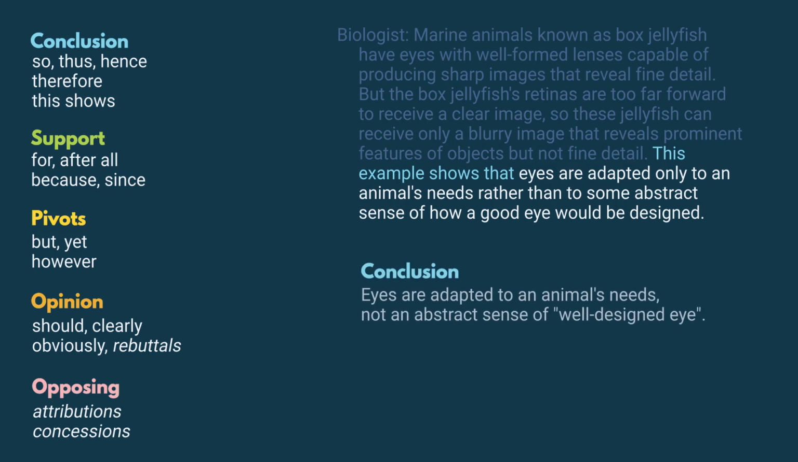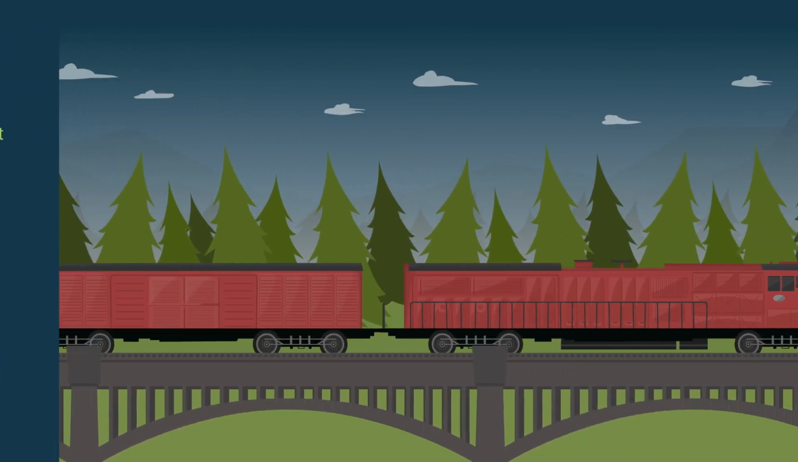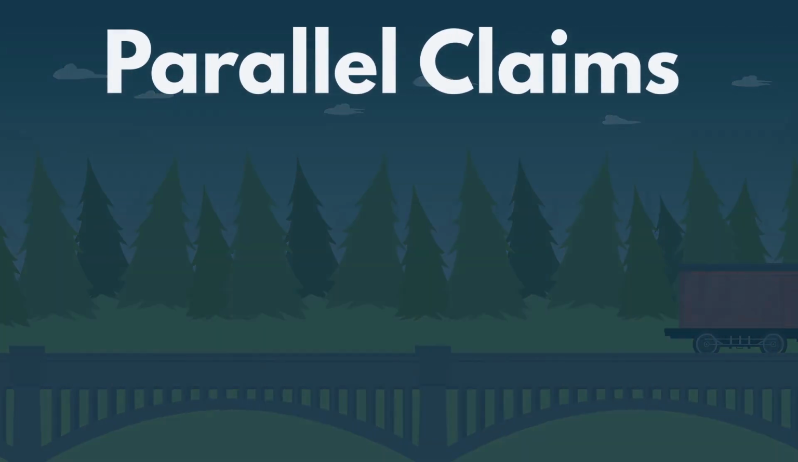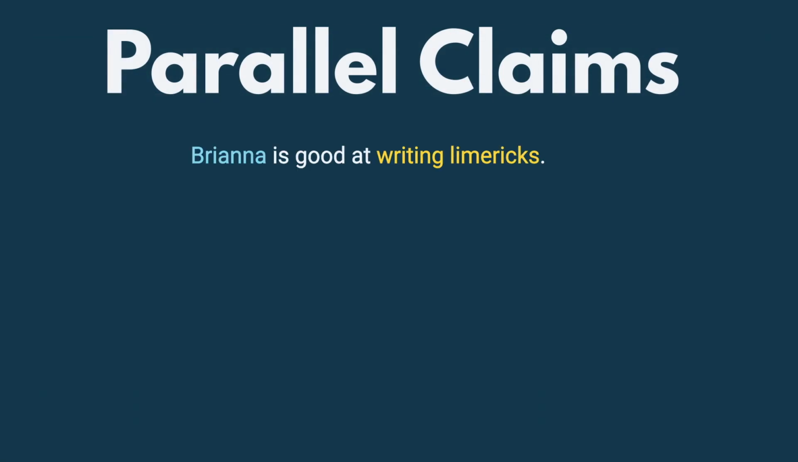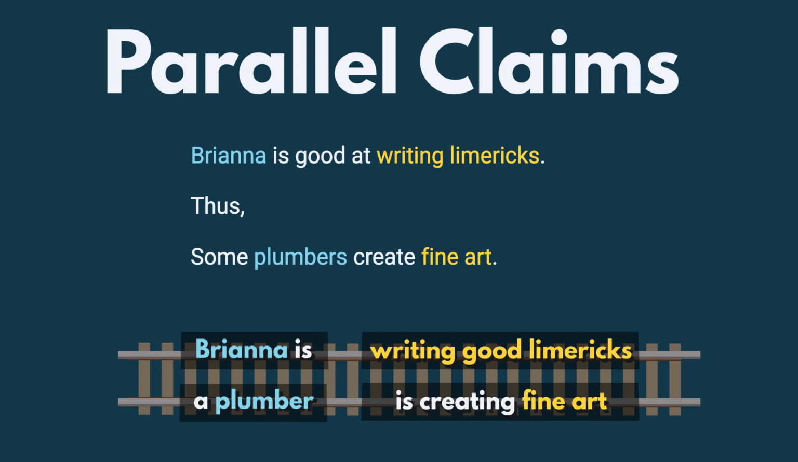This example shows that. That's saying, this evidence I've produced shows you my verdict, that eyes are adapted to needs, not an abstract sense of well-designed eye. Check it out. The box jelly's eyes see prominent features, not fine detail. We hopefully hear that both of those claims are saying it's this, not that. They're basically parallel claims. Some arguments look like that, where you have to force yourself to see the connection. Brianna's good at limericks, thus some plumbers create fine art. You'd be like, okay, I guess Brianna's the plumber and the limericks are the fine art?